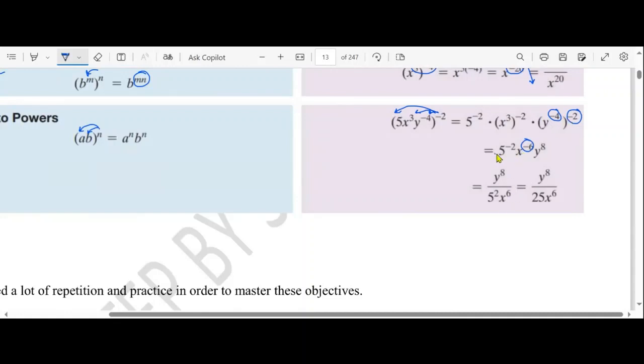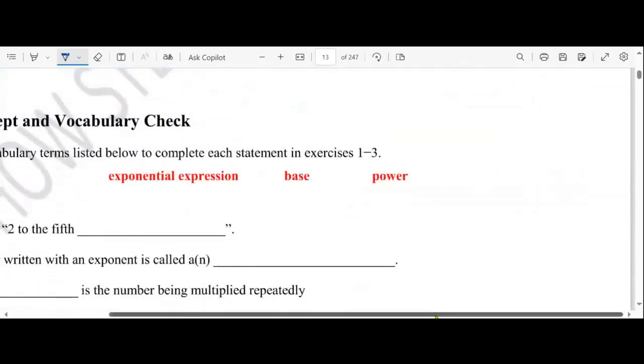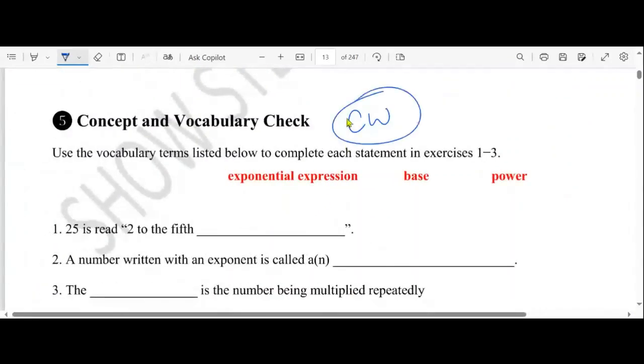Now you have the negative here and the negative here. What should I do with the negative power? You have to flip it. It goes down. And 5 squared is how much? 25. Is this clear? So that's your final answer. Now this is the summary for this. Let's go to remember this classwork.